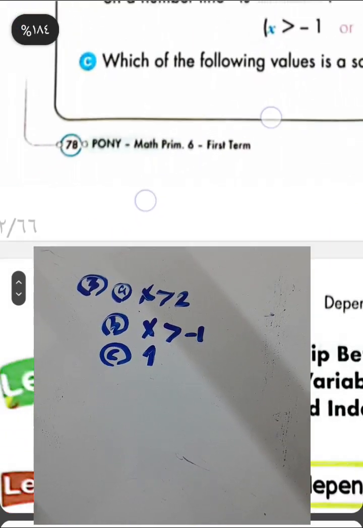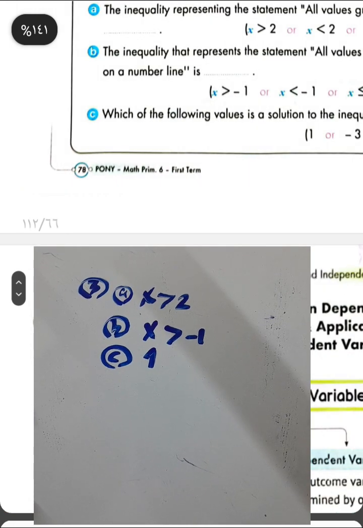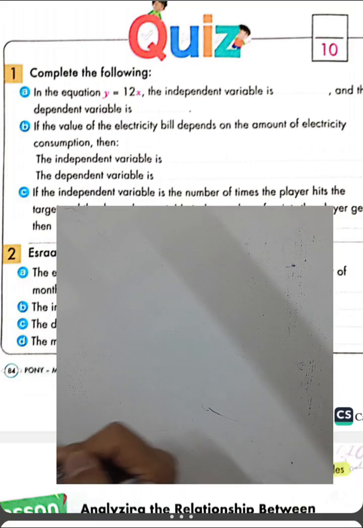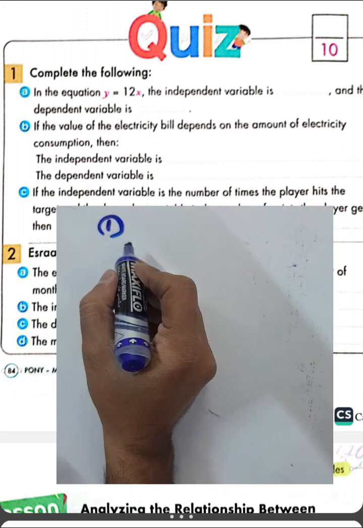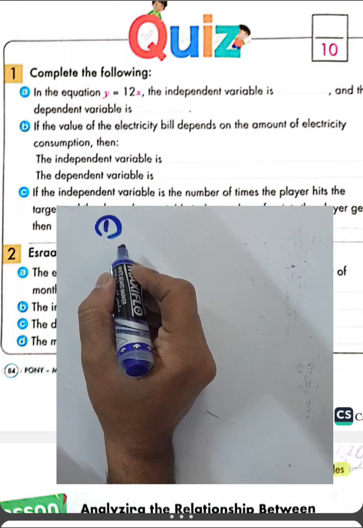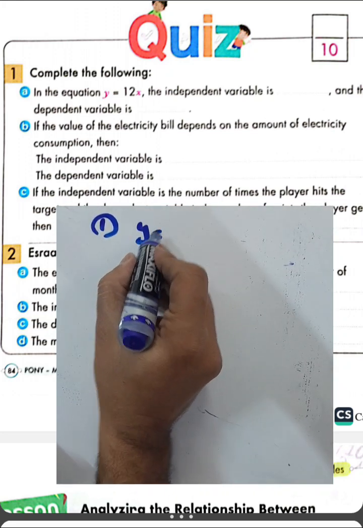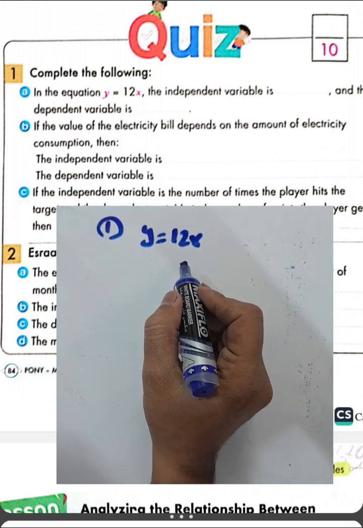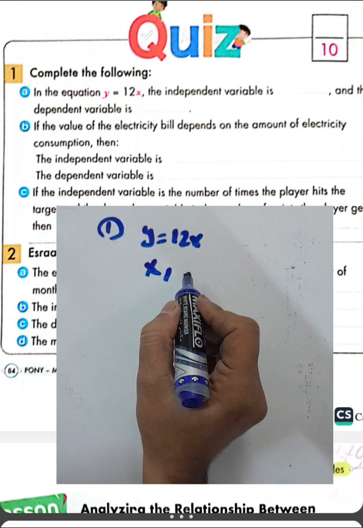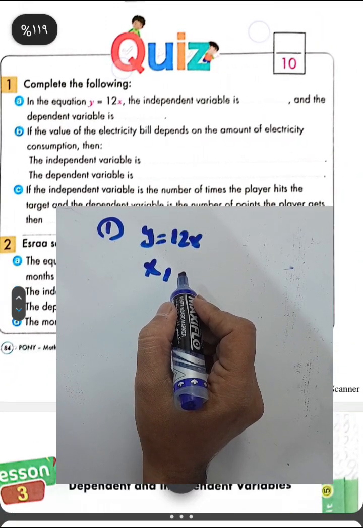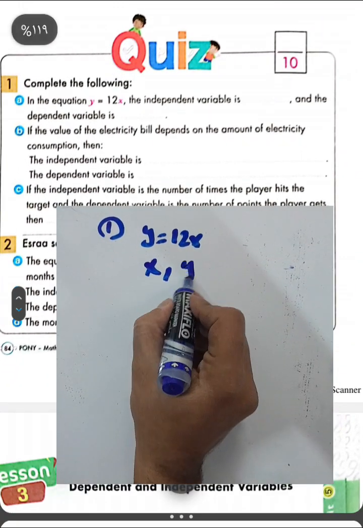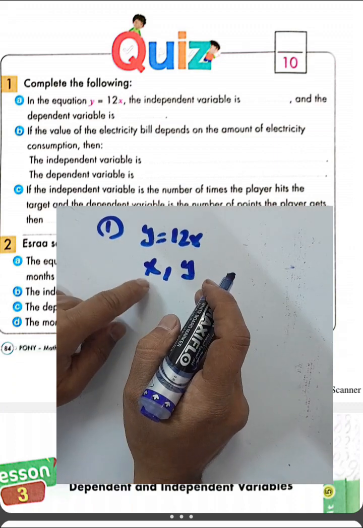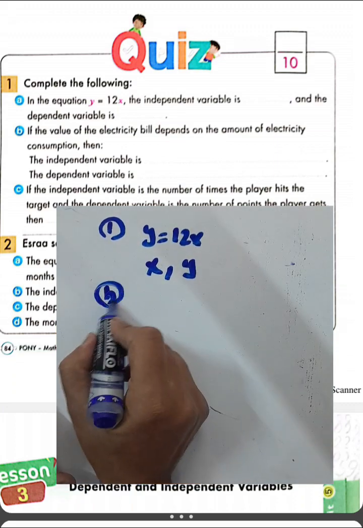Okay, I will complete all the questions with you. Page 84. Question number 1. Complete the following. The equation y equals 12x. The independent variable here will be x, and the dependent will be y. Y we call dependent and x independent. So that was the result for letter A.